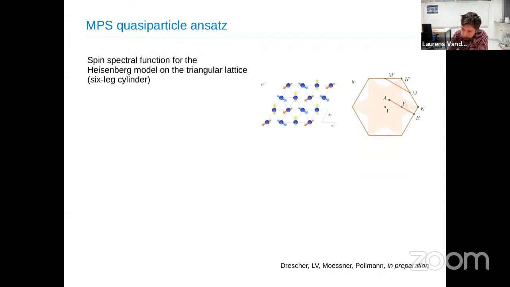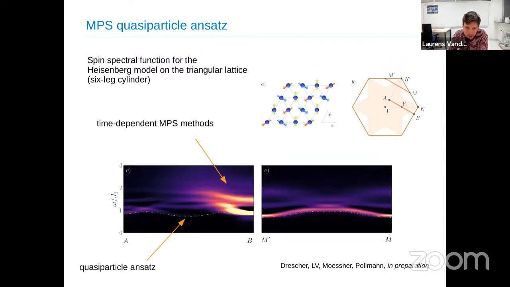Another example that we're working on right now, together with the group of Frank Pollmann and Roderich Moessner, is the triangular lattice Heisenberg model. We do this on a 6-leg cylinder, such that we can use MPS on a cylinder. We use both time-dependent MPS methods to get this spectral function, and then we also use this quasi-particle ansatz, which gives you this line of excitations. And you see, indeed, if you have these isolated lines in the spectrum, this excitation ansatz gives you these modes quite well.